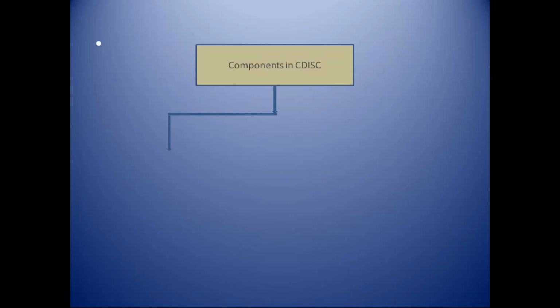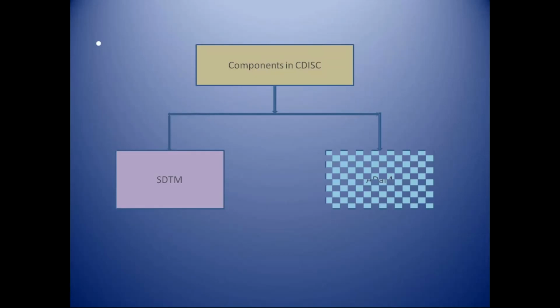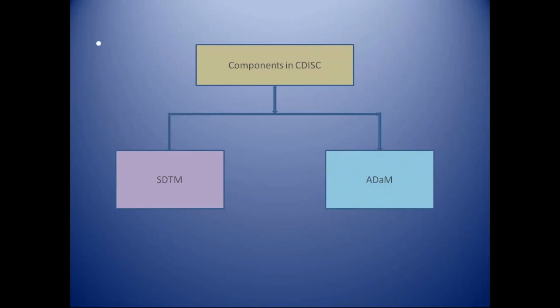So basically, CDISC is divided into two parts. It contains two components. One is SDTM and one more is ADaM. So what does SDTM mean? SDTM stands for Study Data Tabulation Model. So how is this SDTM used and why do we require SDTM? SDTM is generally used to standardize the data.